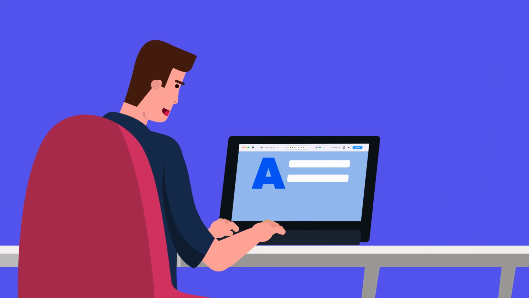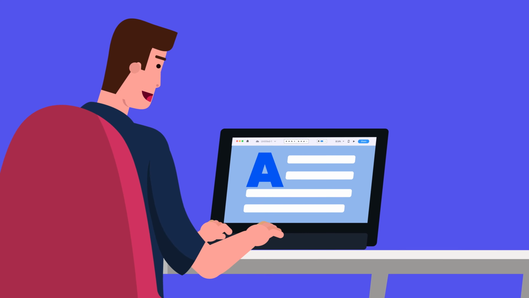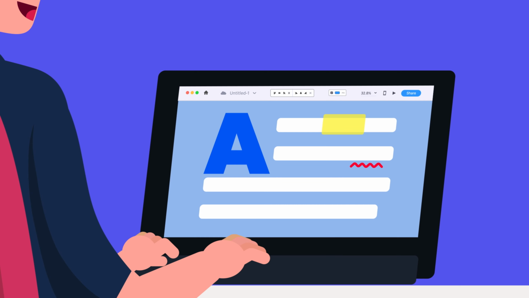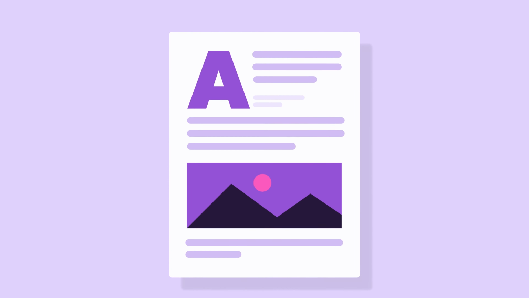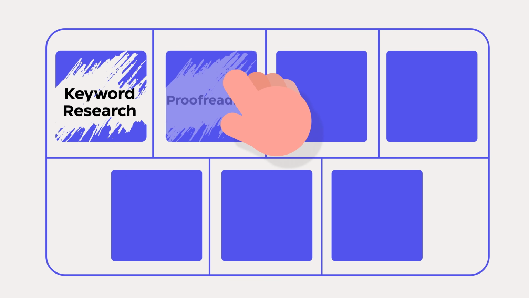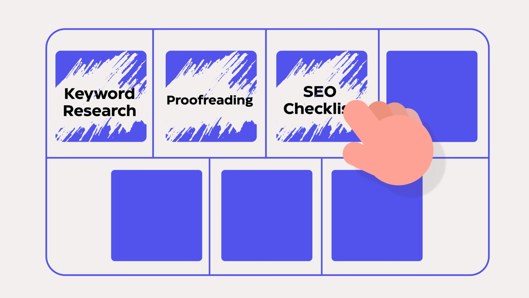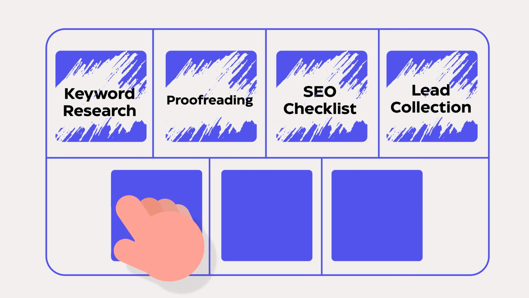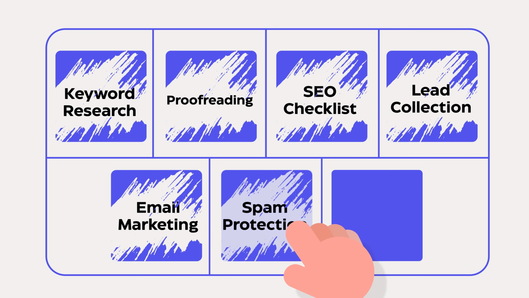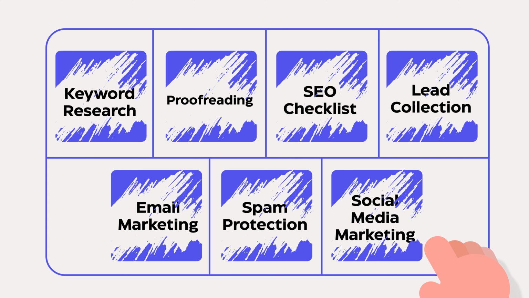Content marketing is an essential part of any business, and building a foolproof content strategy can prove to be quite tricky. But don't worry, to create killer content, the steps you need to consider are keyword research, proofreading, SEO checklist, lead collection, email marketing, spam protection, and lastly, social media marketing.